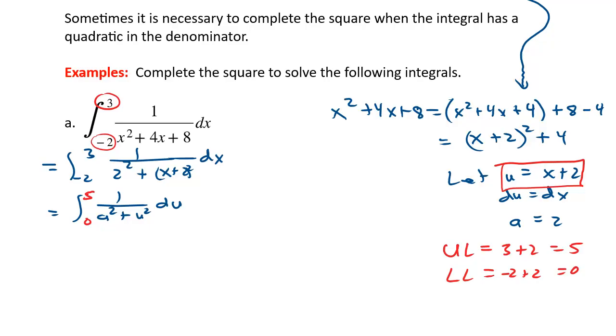The pattern for a squared plus u squared on the bottom is arctan. It's 1 over a arctan of u over a, from 0 to 5. So that's 1/2 arctan of u over 2.